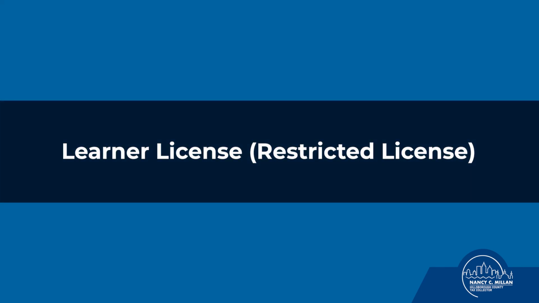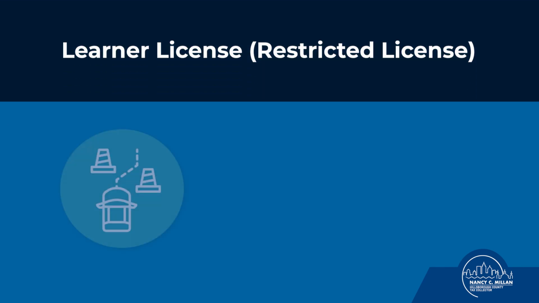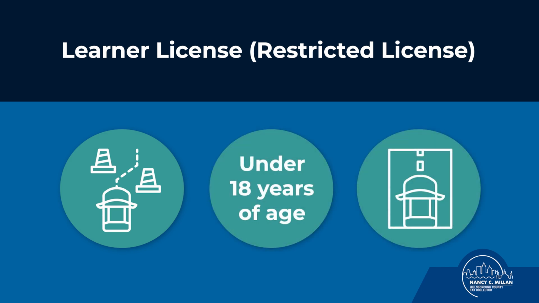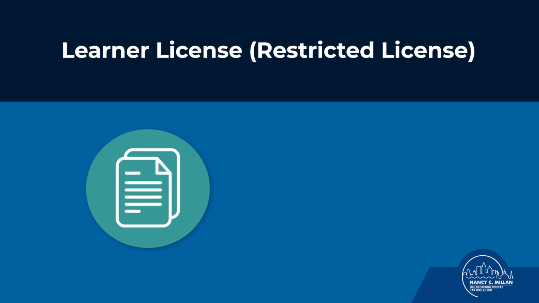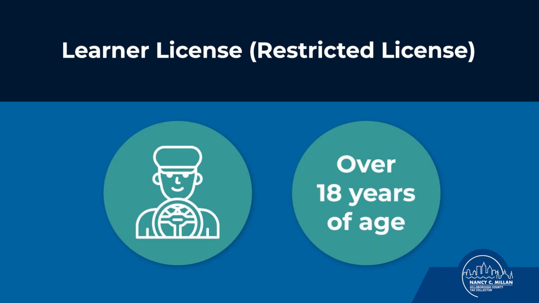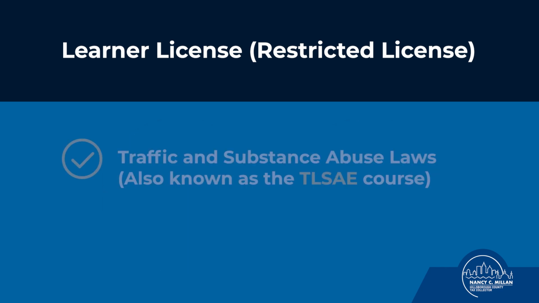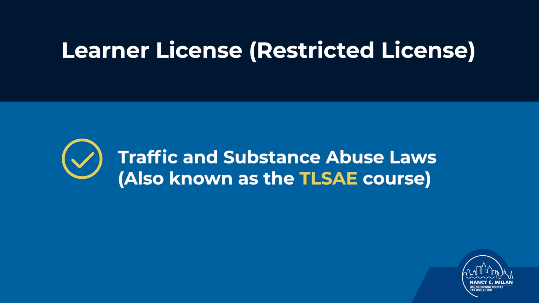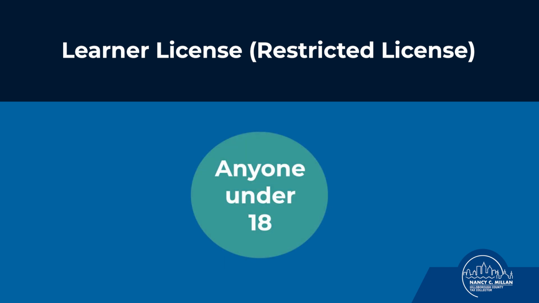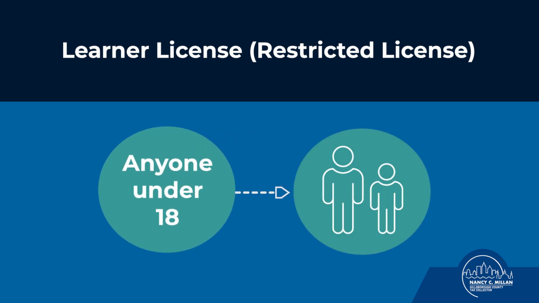Learner's license, also known as restricted license. If you do not know how to drive, are under 18 years of age, or want to practice on public roads before going to your driver's test, once you have passed Class E General Knowledge exam, you will need to obtain the learner's license. However, if you already know how to drive and are over 18, you can schedule the driving test once you have completed the TLSAE course and the Class E General Knowledge exam. Anyone under 18 must be accompanied by a biological parent or legal guardian to obtain the learner's license.